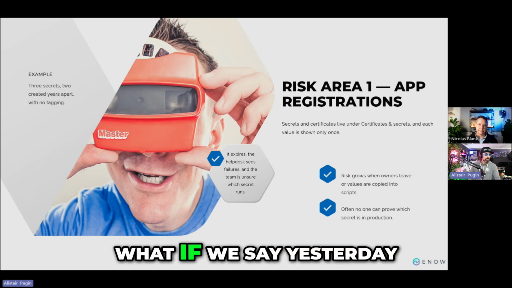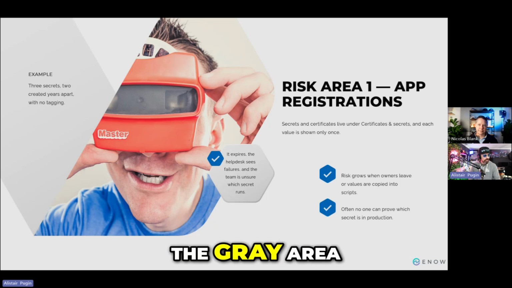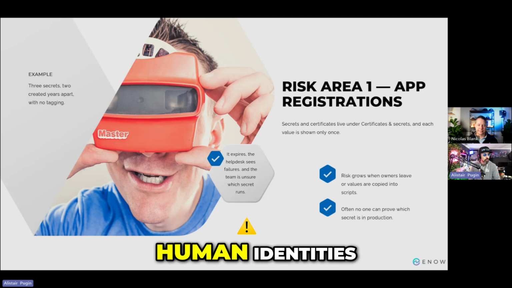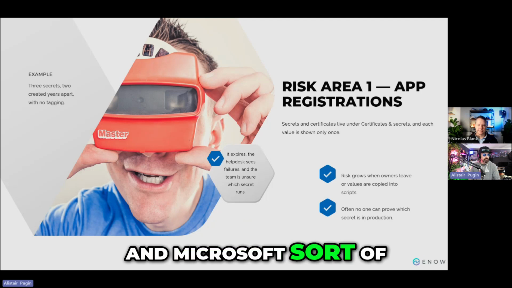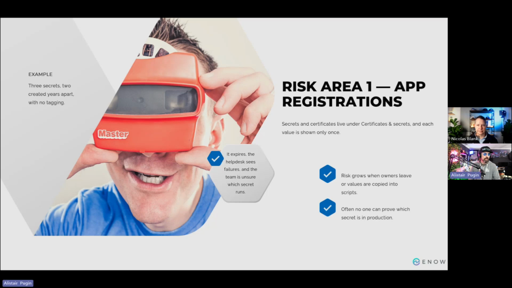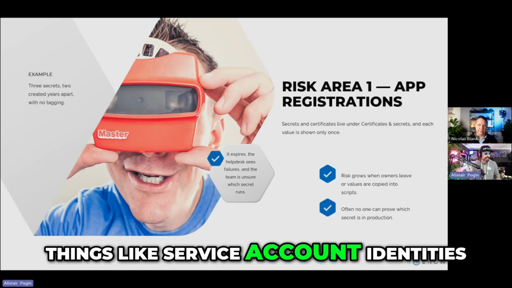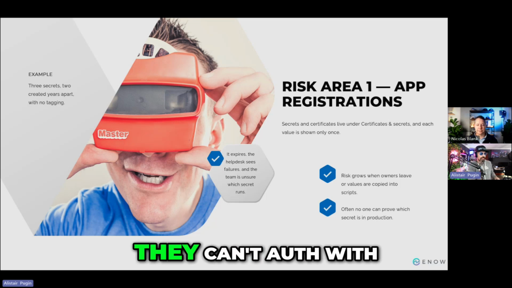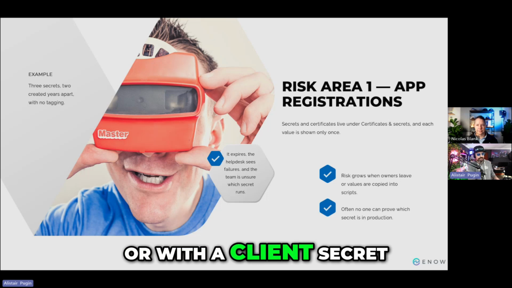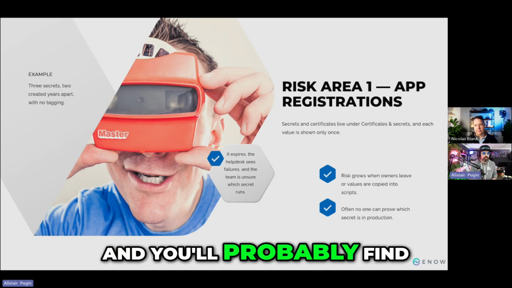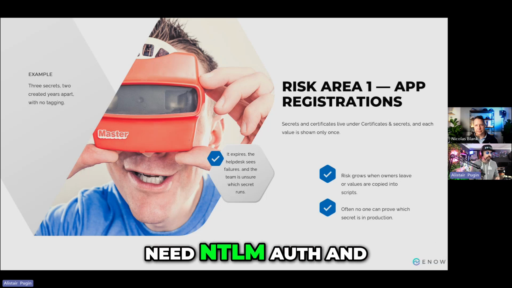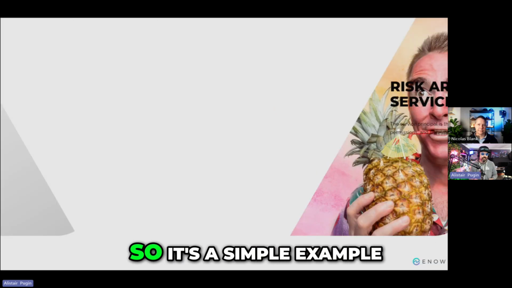Now, what did we say yesterday, Nick? We were talking about the gray area, right? We've been talking about agentic identities and human identities, right? And Microsoft sort of groups all non-human identities together, and that would include things like service account identities, right? Because there are still apps that want that service account. They can't auth with the client secret, so they still live there, and you'll probably find they're attached to application registrations because those applications still need NTLM auth and not modern auth. So it's a simple example.